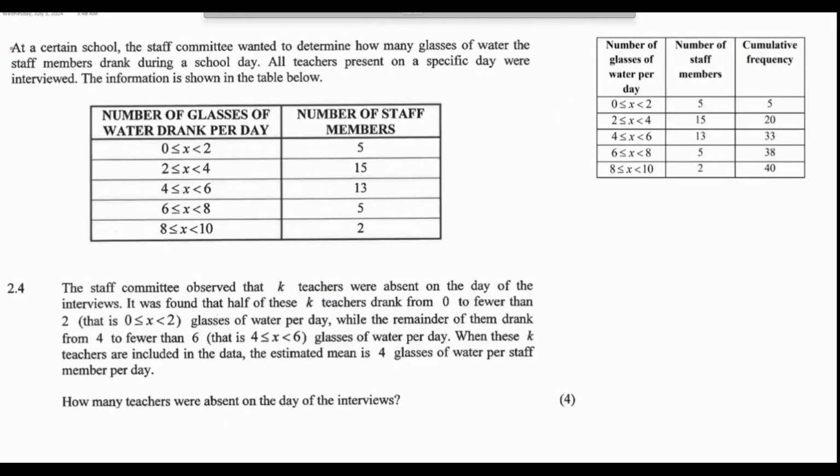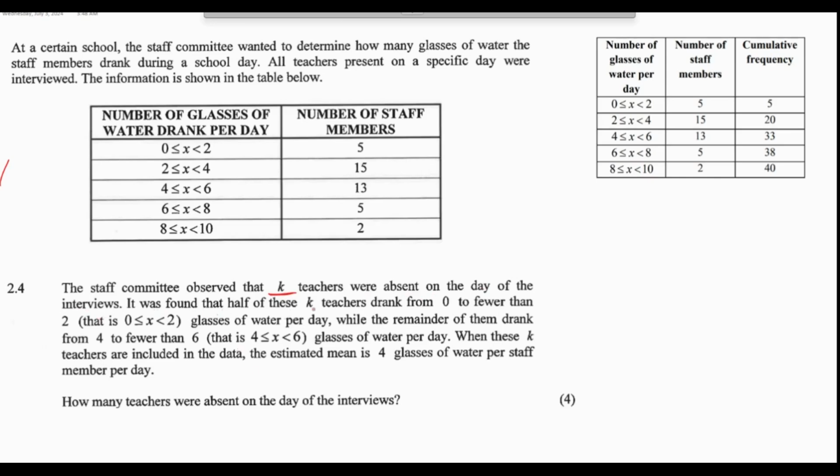2.4. We've gone through this information. We have a cumulative frequency table there. The staff committee observed that K teachers were absent on the day of the interviews. So it means K teachers were not there.